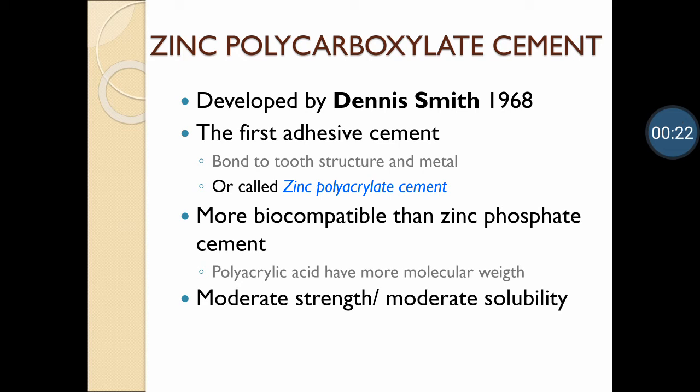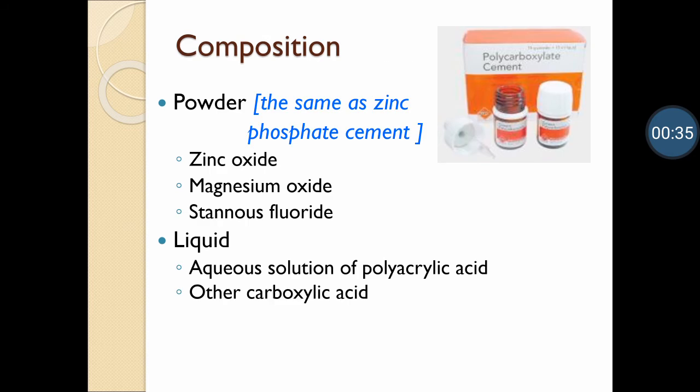The other name for zinc polycarboxylate cement is zinc polyacrylate cement, and it is more biocompatible than zinc phosphate cement. It has moderate strength and moderate solubility. Any cement can be studied under 5 different subheadings, that is composition, manipulation, setting reaction, properties, and its applications, advantages and disadvantages. Let us see the composition of zinc polycarboxylate cement.